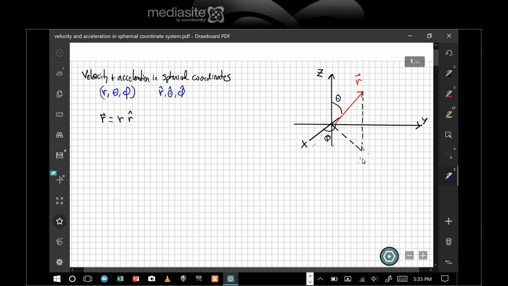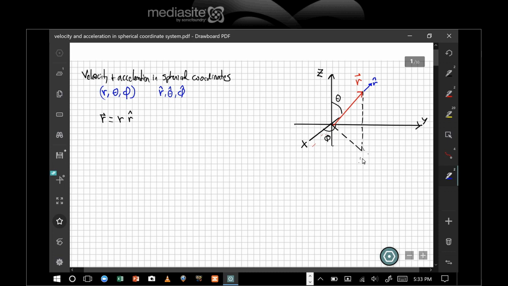R hat is along the R direction, so it's going to be a unit vector that points like this. However, notice that R hat will depend both on theta and phi, and that's what makes life very complicated. So again, R hat points in the direction of increasing distance from the origin R. Okay. What about theta hat? Theta hat points in the direction of increasing theta.